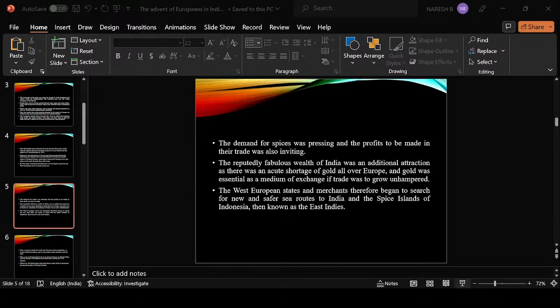The first steps were taken by Portugal. Obviously, it was the Portuguese people who were the masters. Vasco da Gama landed upon the western coast of India, Calicut, on 20th May 1498. Note this date. On 20th May 1498, Vasco da Gama landed on the western coast of India. That's a very important date to be noted down.